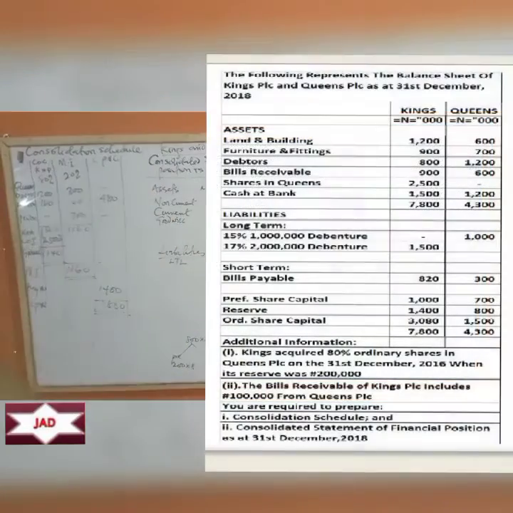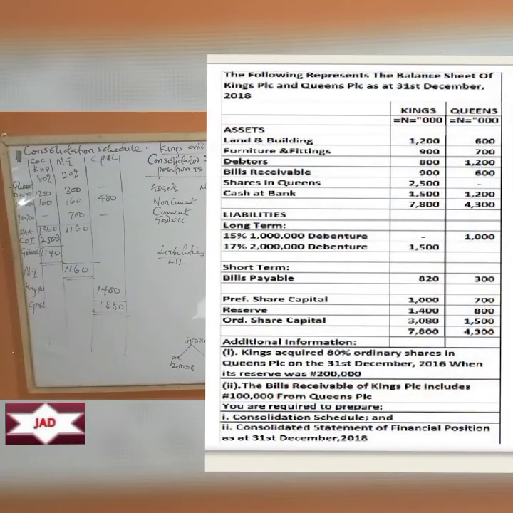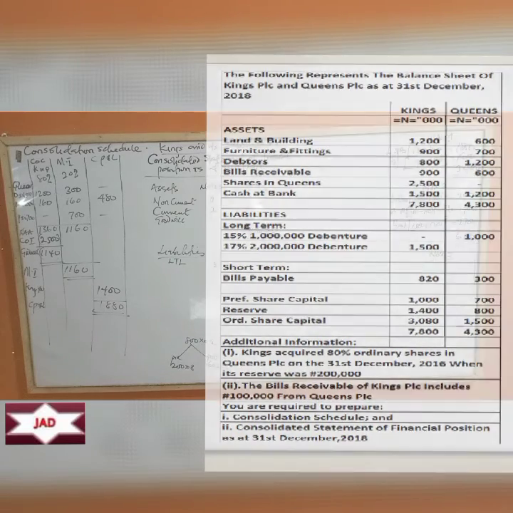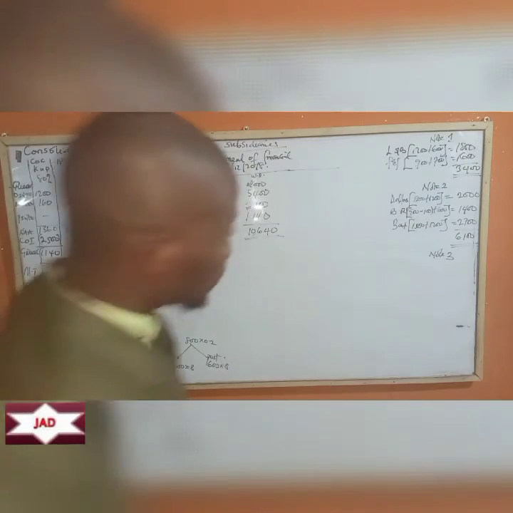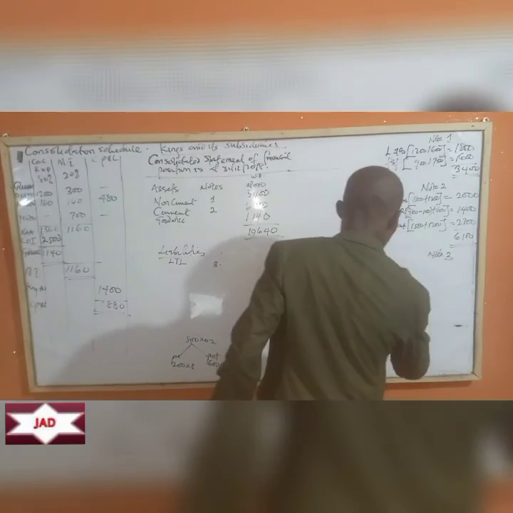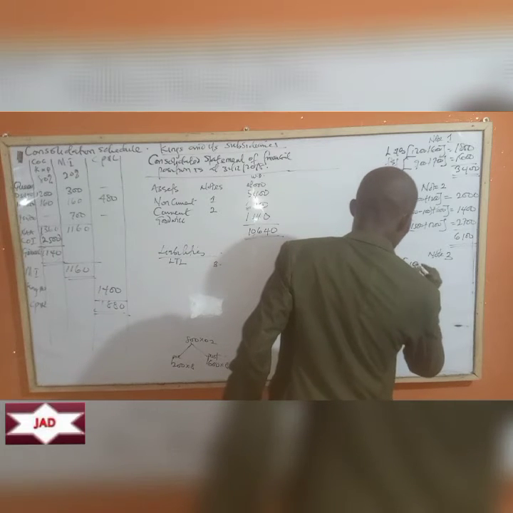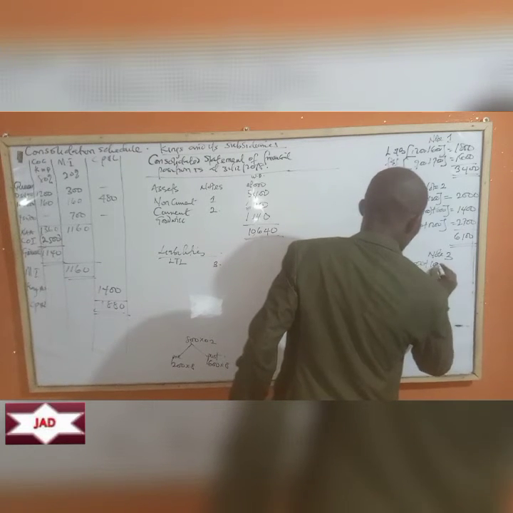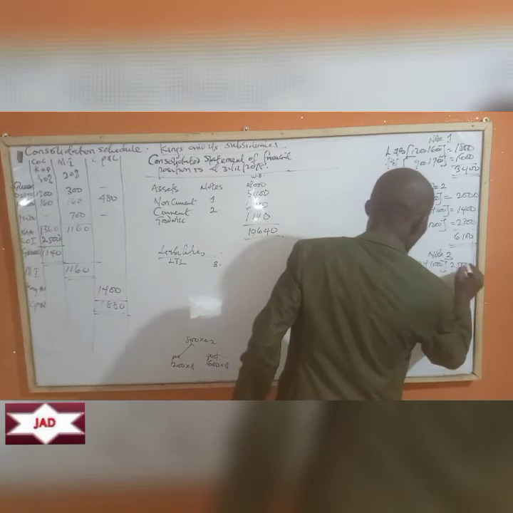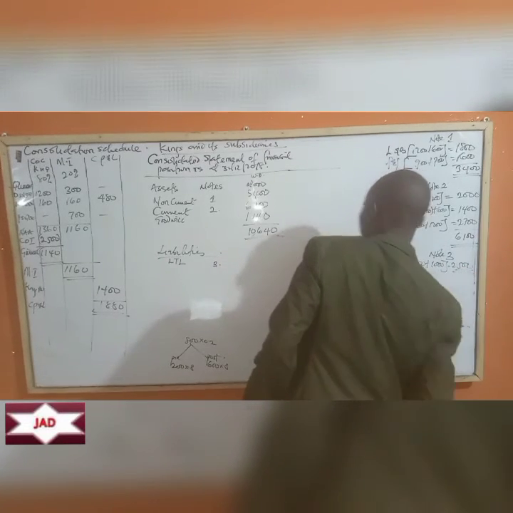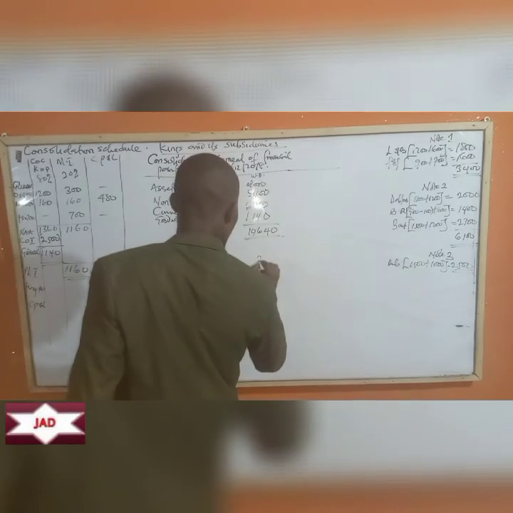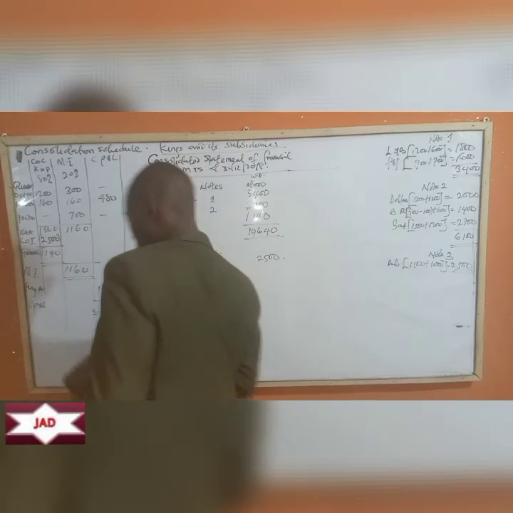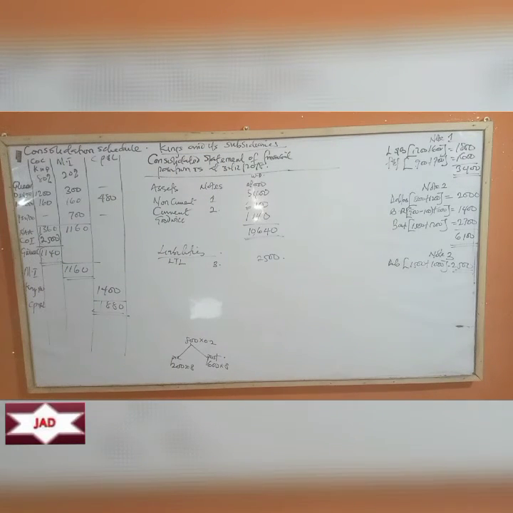What's the long-term liability? We have debentures. Debenture there, subsidiary is 1,000, holding company 1,500. 1,500 plus 1,000, so that's 2,500. So what do we have now? Short-term liabilities.